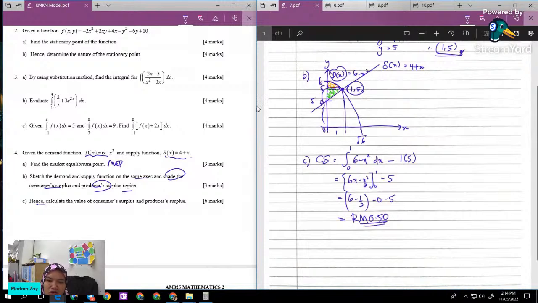Sebab consumer surplus, consumer, pengguna punya surplus. So it should be demand function lah. Jadi you kena kaitkan. Kalau supply function, dia mesti siapa yang supply barang. So producer. So it should be producer surplus. So this is for CS. So sekarang untuk PS.